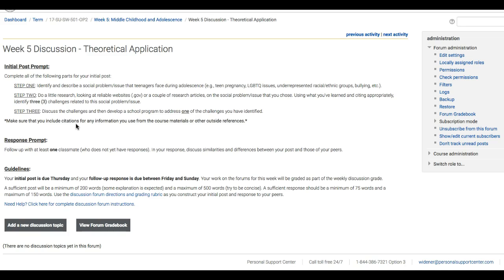For step number 3, please discuss the challenges and then develop a school program to address one of the challenges that you've identified. And you want to make sure that you're including citations for any information that you use from the course materials or any other outside references that you may be integrating into this week's posting. This does require a response prompt. You want to make sure that you're following up with at least one classmate. In your response, you want to discuss similarities and differences between your post and the posts of your peers.